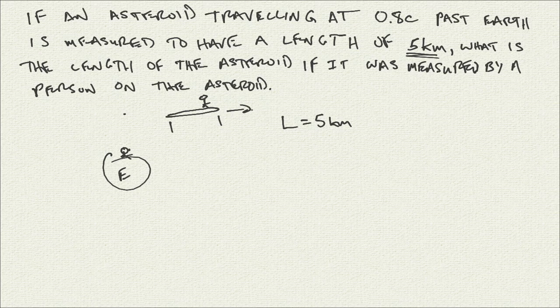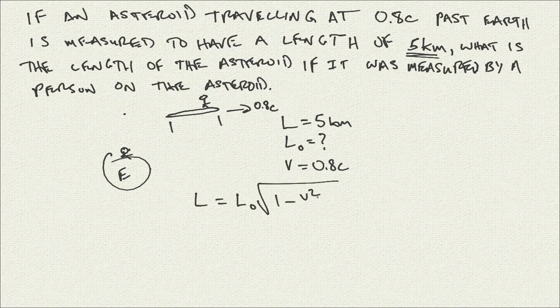But what we're looking for is, what would a person standing on the asteroid measure it to be, right? And we know it's traveling at 0.8 c relative to the Earth. So that means we're looking for L naught, and we know V is equal to 0.8 c. So now we have to take this equation and rearrange it such that we're solving for L naught.